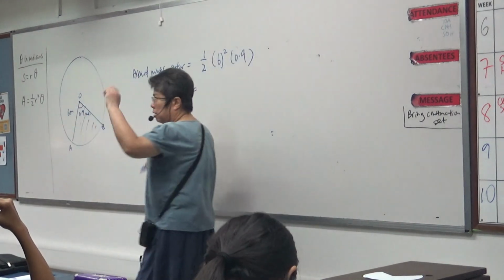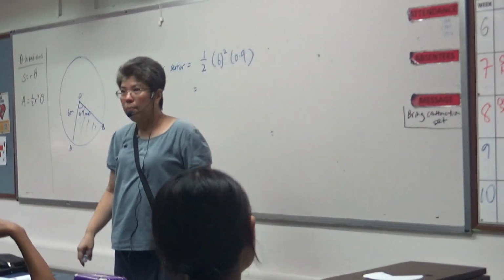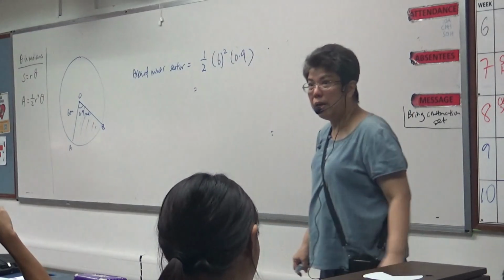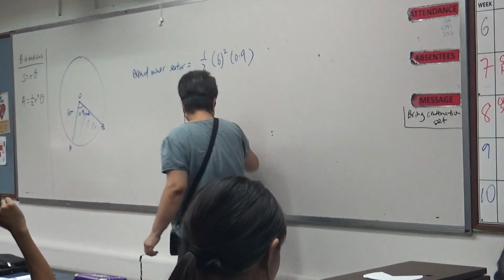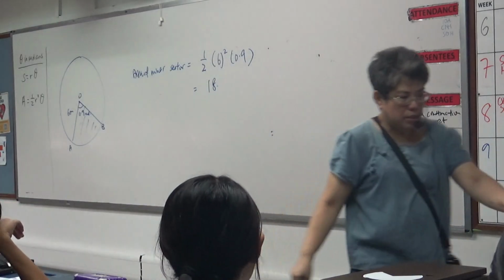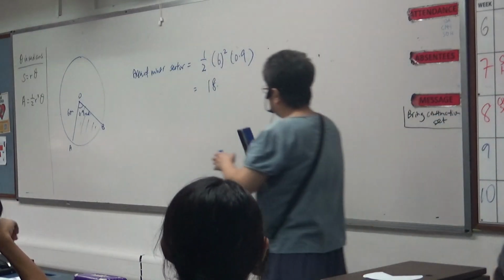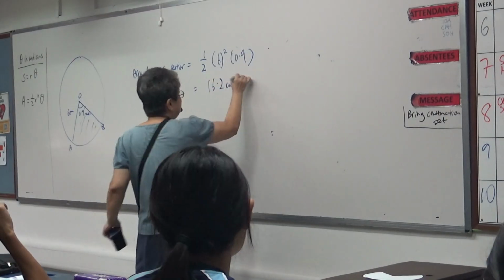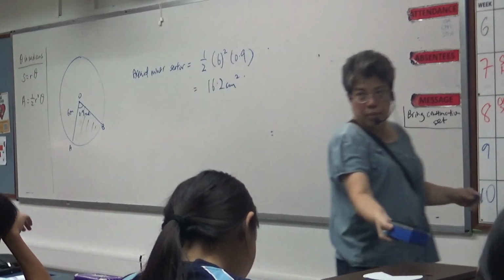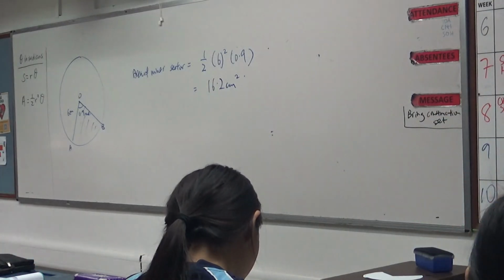Now key this in. 16.2. Okay? 16.2. Exact, is it? Okay, very good. 16.2 cm squared, right? Everybody clear? Okay, next part.